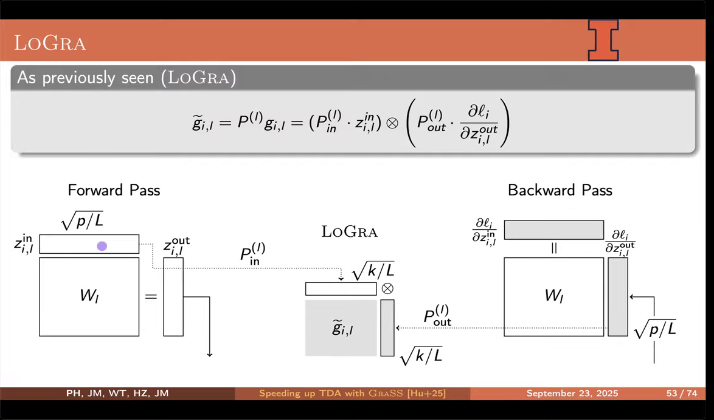So instead of first materializing GIL and then compressing, they first compress each individual factor down to square root of k over L. And then they reconstruct the so-called compressed gradient from these compressed factors. This in total gives you a compressed gradient of size k over L, which is exactly what we want. So now you see that they can just initialize compression algorithms that take input from square root of p over L to square root of k over L.